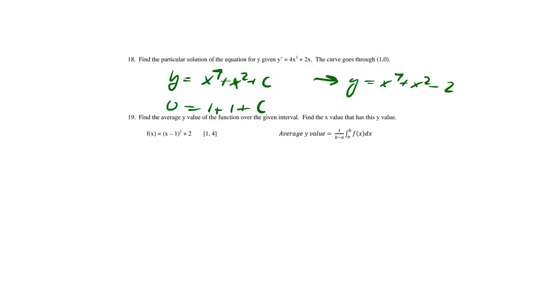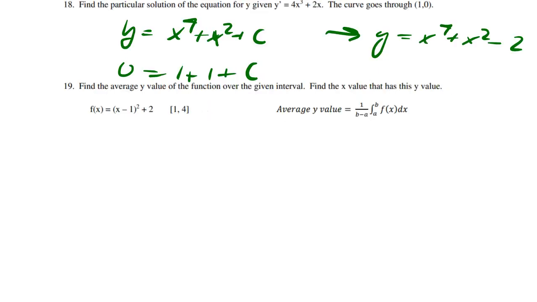Find the average value here. For this one, they gave you the definition of the average value, so we have to start by taking this integral of (x minus 1) squared plus 2 from 1 to 4. And for fun, let's just go ahead and multiply out x minus 1. And so that would be x squared minus 2x plus 1 plus 2 dx. 1 and 2, I know how to add those two numbers. That is 3. Oh, very good.